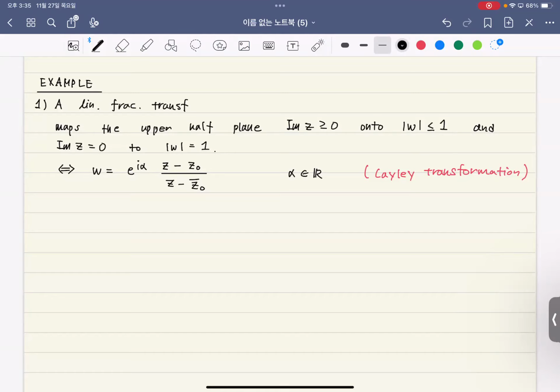Since this is an if and only if statement, I'm going to give you the two-sided proof, and I will begin from this direction first. Suppose I have a linear fractional transformation, (az plus b) over (cz plus d). And of course, you must automatically consider that ad minus bc is never zero.